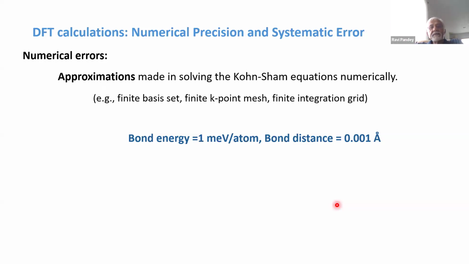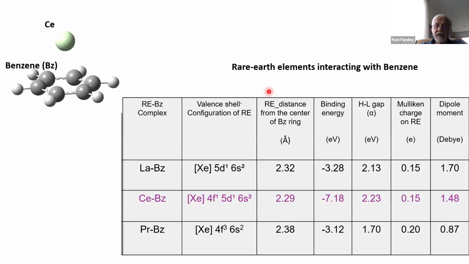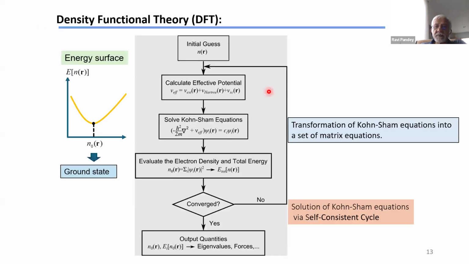What comes out is that we have so-called numerical errors and also so-called systematic errors. I would like you to get exposed to these. A numerical error is, in a sense, from the approximations we make to solve the Kohn-Sham equation, which I talked about here. This is our Kohn-Sham equation. In order to solve it, we have to transform it into a matrix equation, and that introduces numerical errors.